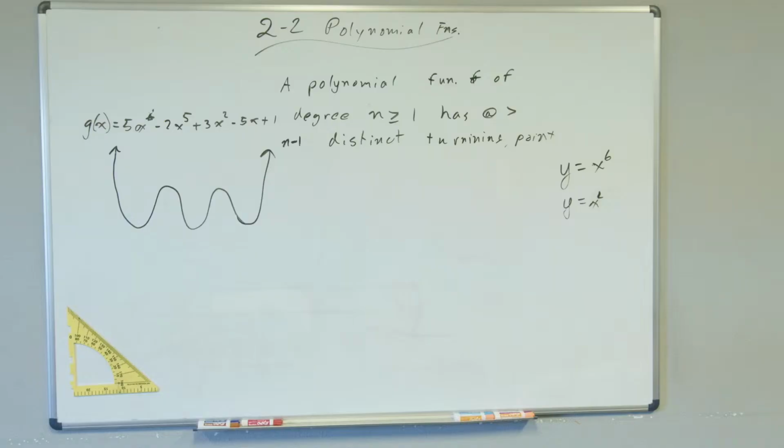5x minus 2x to the 5th plus 3x squared minus 5x is 1. And then we're going to graph it, if I can remember how to do that. It's just the EXE on the bottom. Oh, yeah, that's right. And then it just makes a big line.